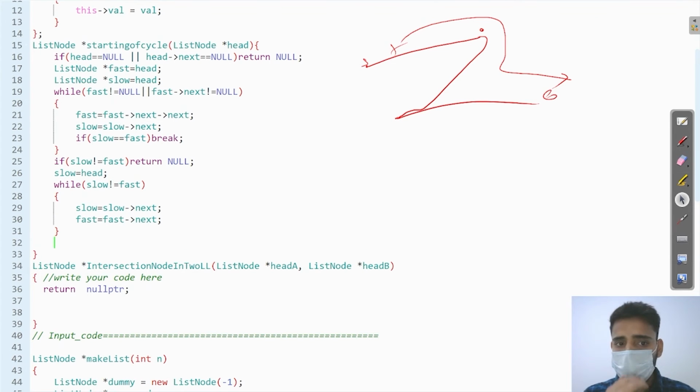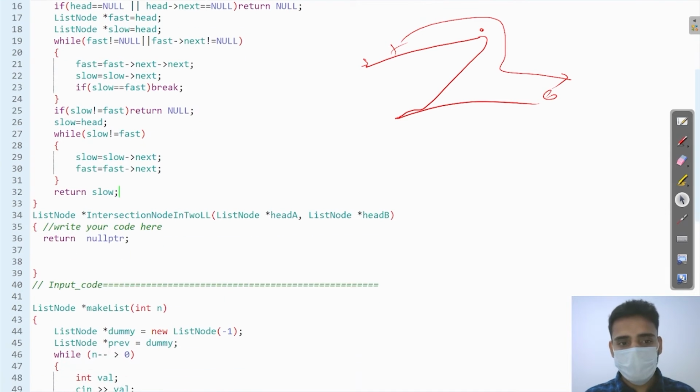So when we come out of this loop, it means they both are equal now. So we can return either slow or fast according to our desire. It doesn't matter. They both are equal now. So this part is done. We have implemented the Floyd cycle method here.